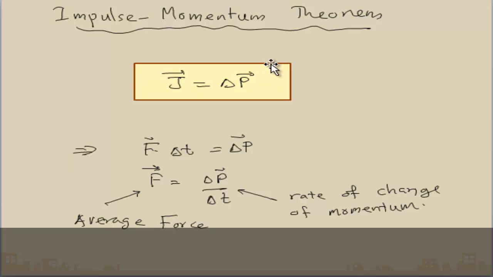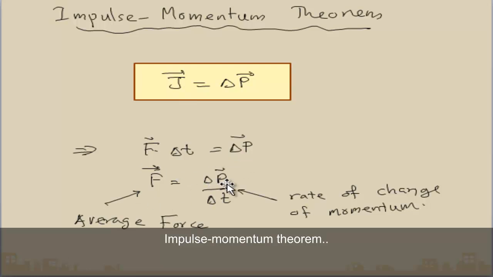So what's important here is we can relate the impulse to the change in momentum. Impulse equals change in momentum. This relationship is called the impulse momentum theorem. Since impulse is force times delta t, then the force times delta t equals delta p.